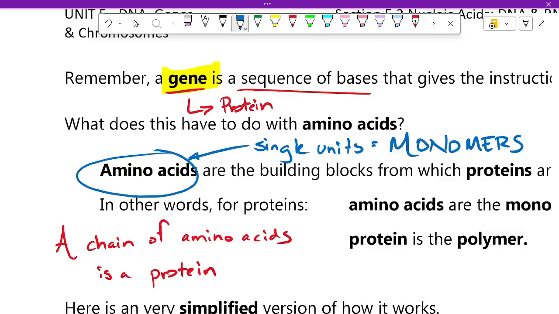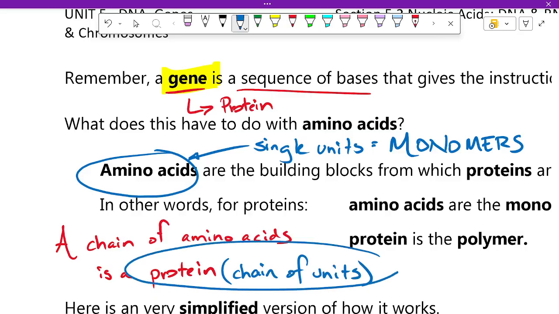And a protein is a chain of units. So the protein is the polymer.